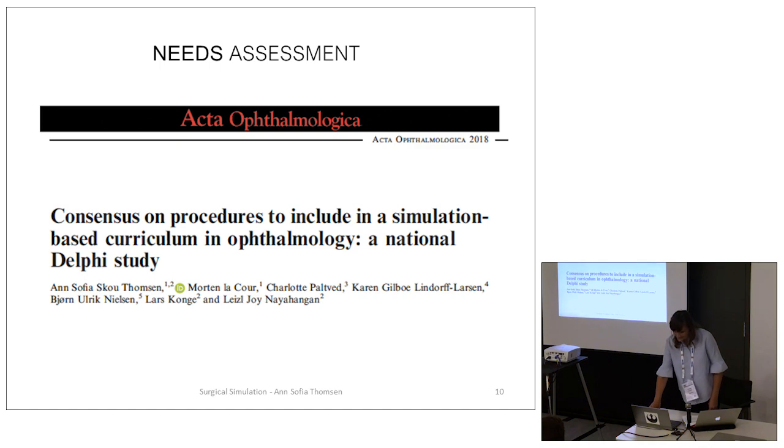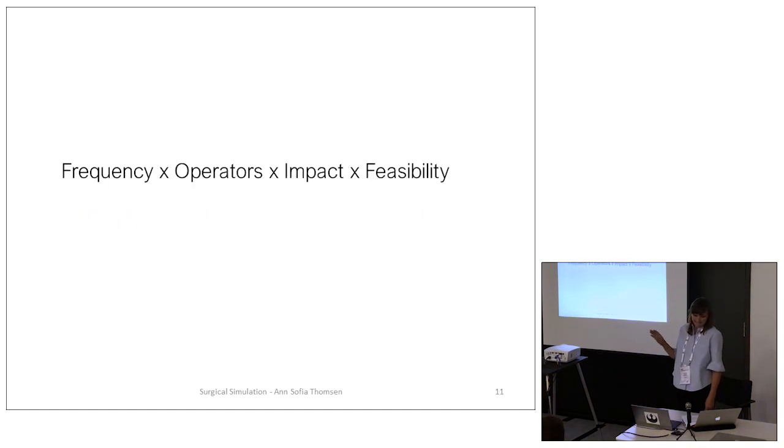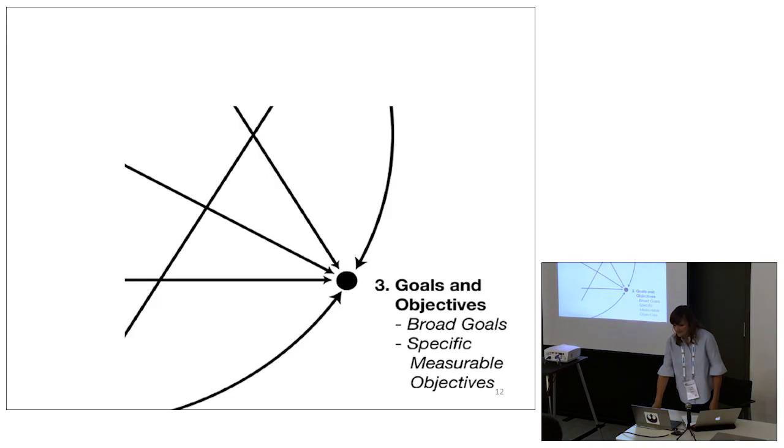I'll not go into details, just briefly mention that the procedures were ranked according to the frequency of the procedures, how many operators should be able to perform the procedure, the impact including the patient discomfort when performed by an inexperienced surgeon, and feasibility, which includes the available simulation models.